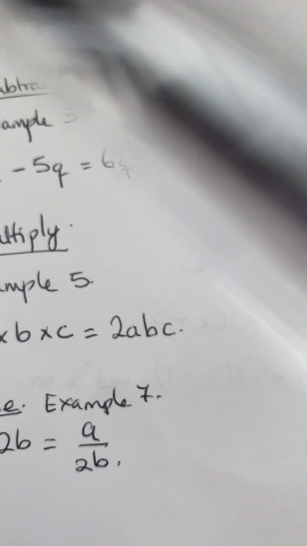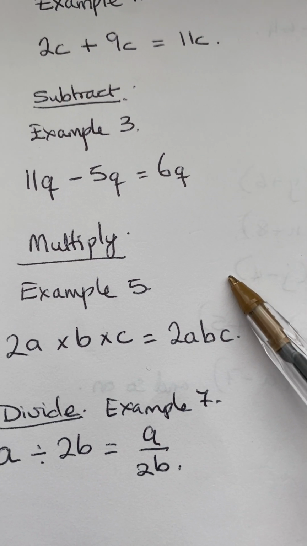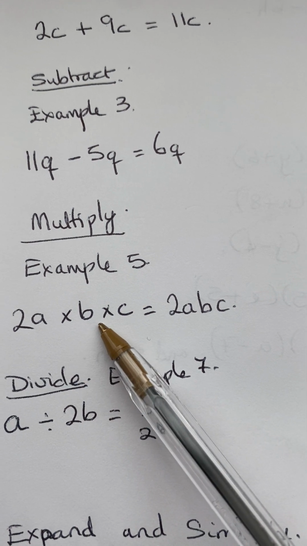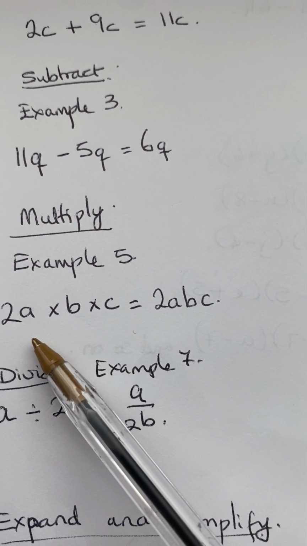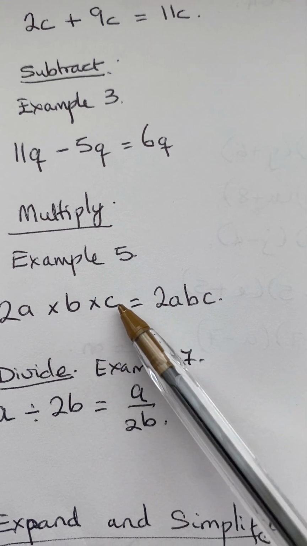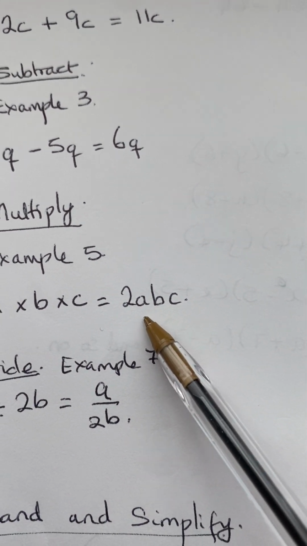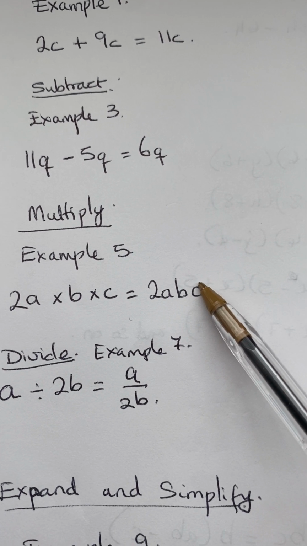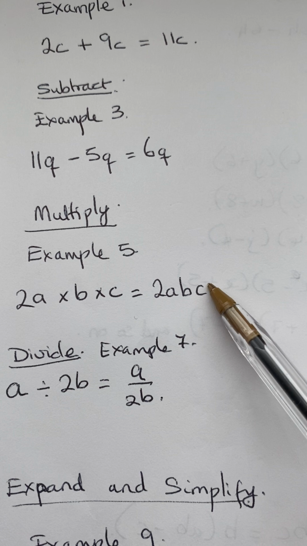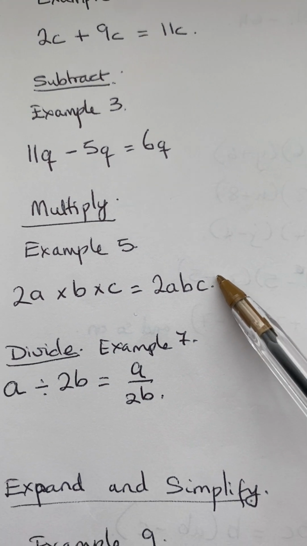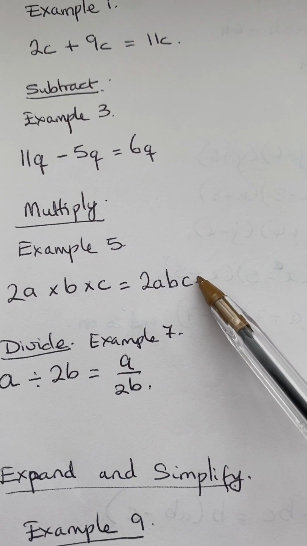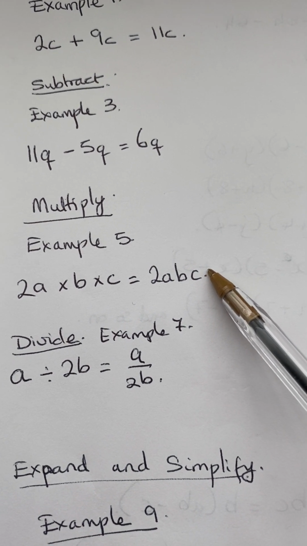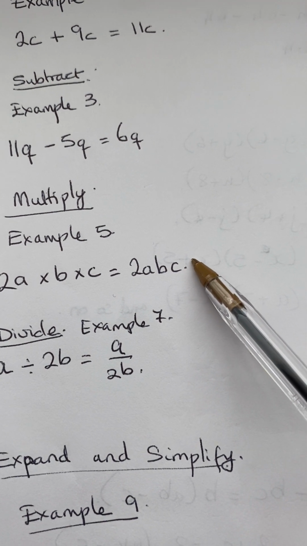The next example is multiply. So 2A times B times C is 2ABC. This is also straightforward. I gave you some rules. You can go back and watch them. If you've written it on your flashcard, you can go back and have a look over and over again so you become familiar with them.